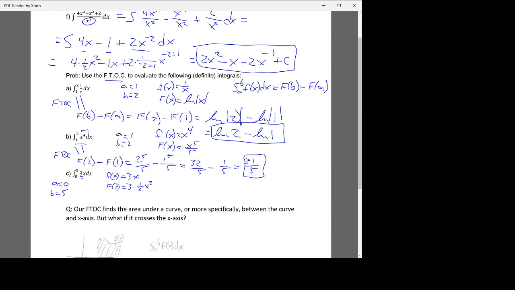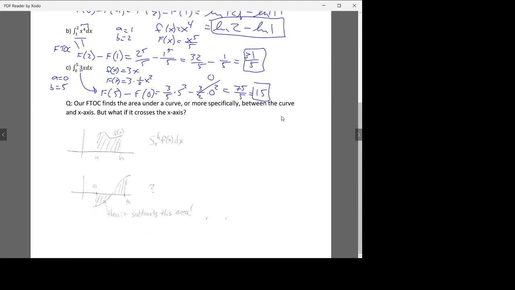All right. So now we know that this is going to be big F of 5 minus big F of 0. So plug the 5 in, we have 3 halves times 5 squared. And then subtract, plug the 0 in, we have 3 halves times 0 squared. So it's always nice to start with 0, isn't it? So that's just 0. And this is 25 times 3, or 75 over 5, which is 15. Pretty sweet, right?